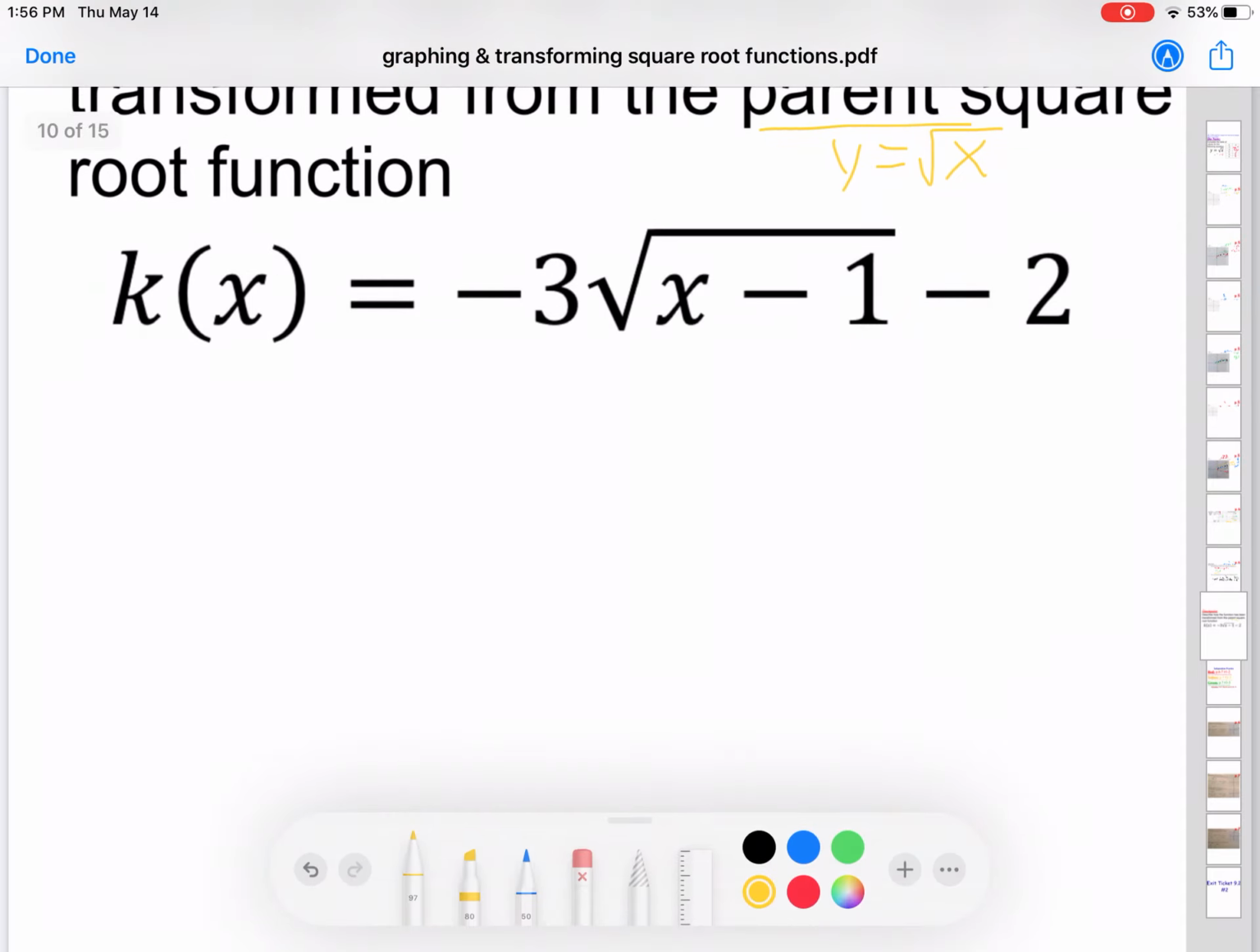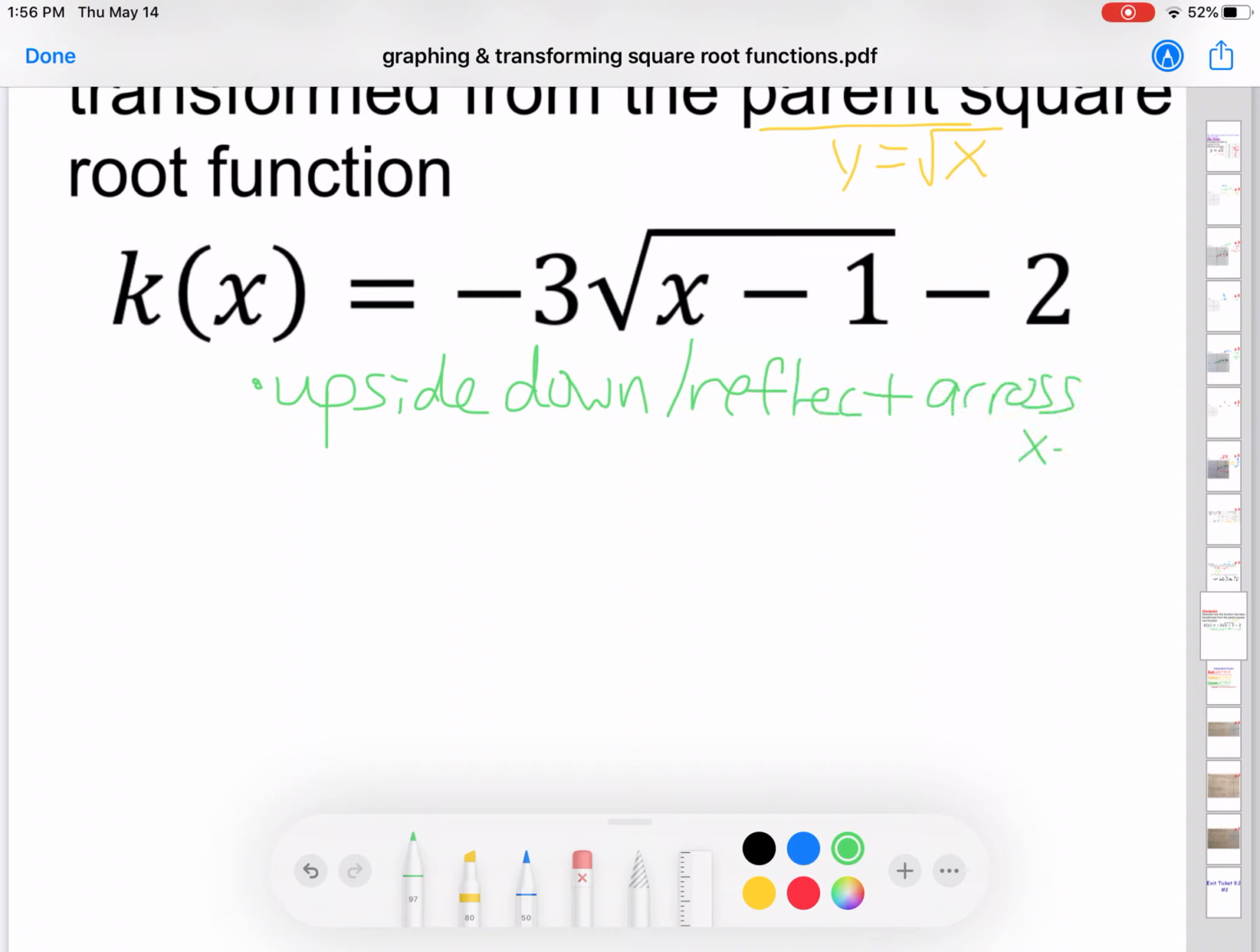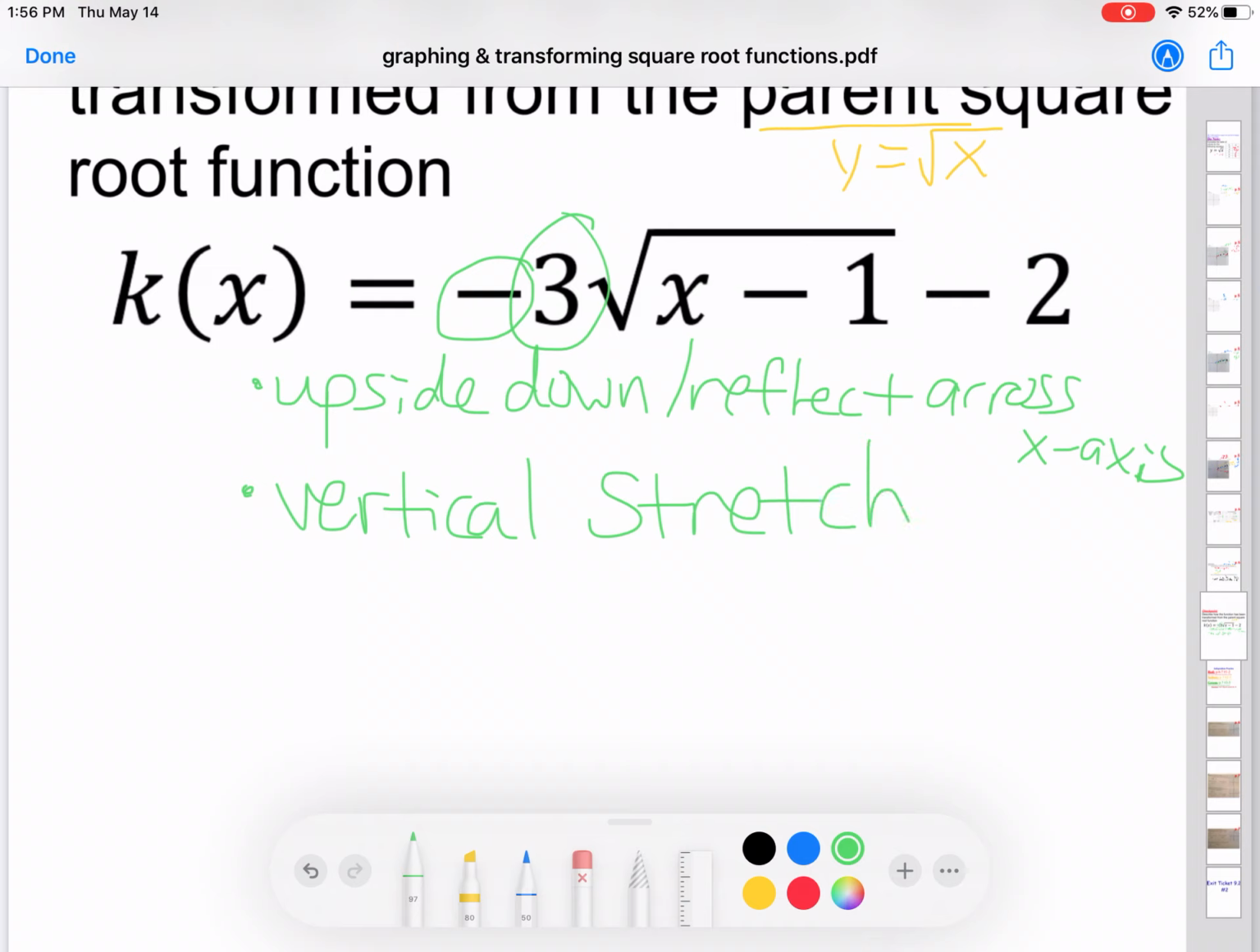Okay, so for this checkpoint question, you should have identified 4 different transformations. The first is that the square root graph would be upside down, or you could say that it's been reflected across the x-axis. Again, that's because we see this negative sign out front here. And because we have this 3, that also does some other transformation, which is that the graph has been vertically stretched. You would see your graph rising a bit more quickly.